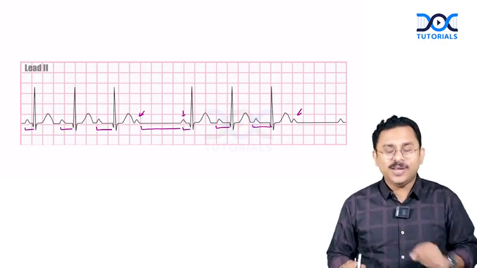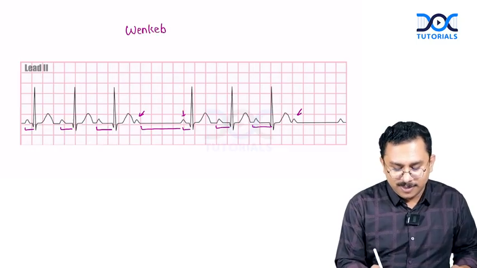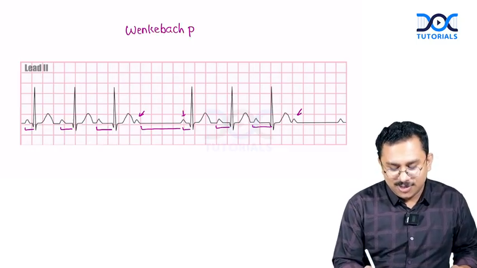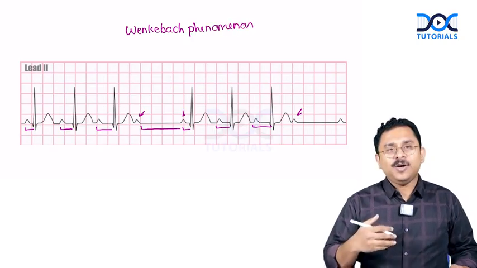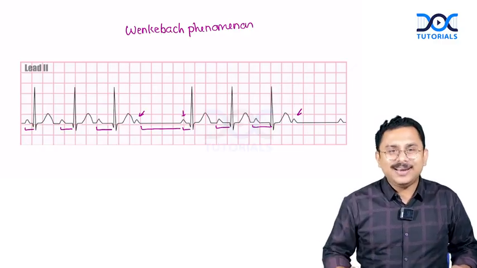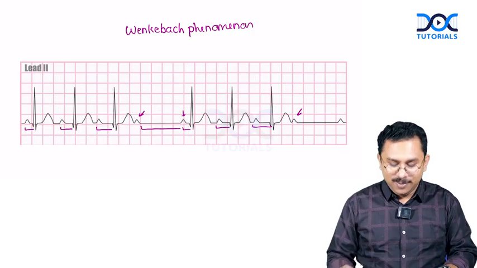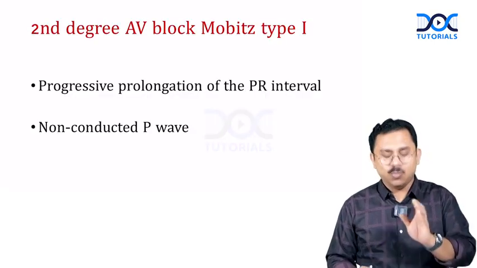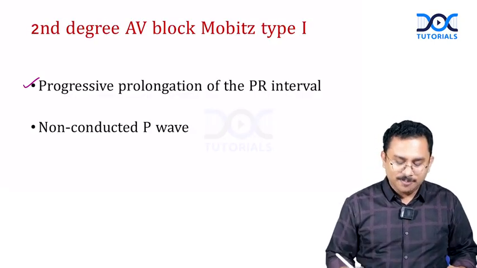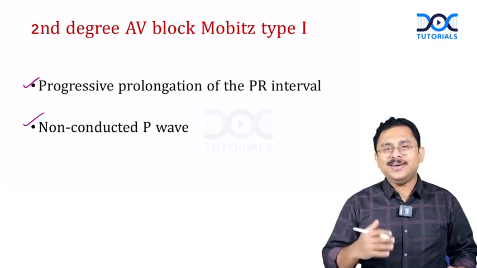What is this phenomenon known as? This is known as the Wenckebach phenomenon, which is a progressive prolongation of the PR interval followed by a non-conducted P wave, and this happens in a second degree AV block, Mobitz type 1. A progressive prolongation of the PR interval followed by a non-conducted P wave.